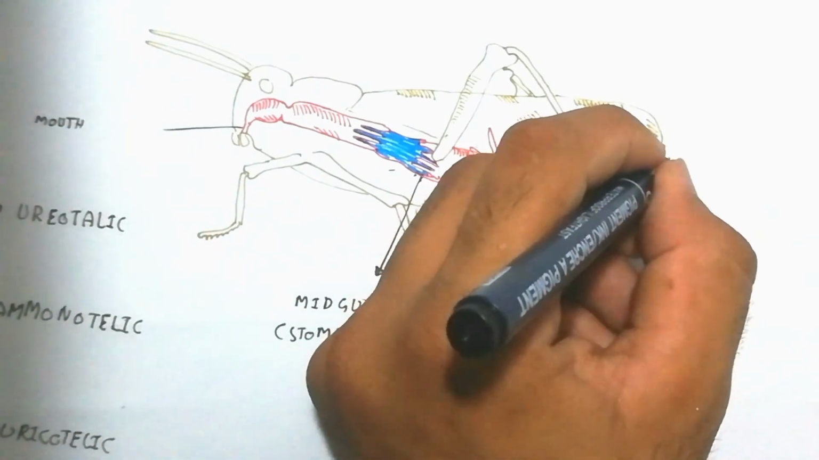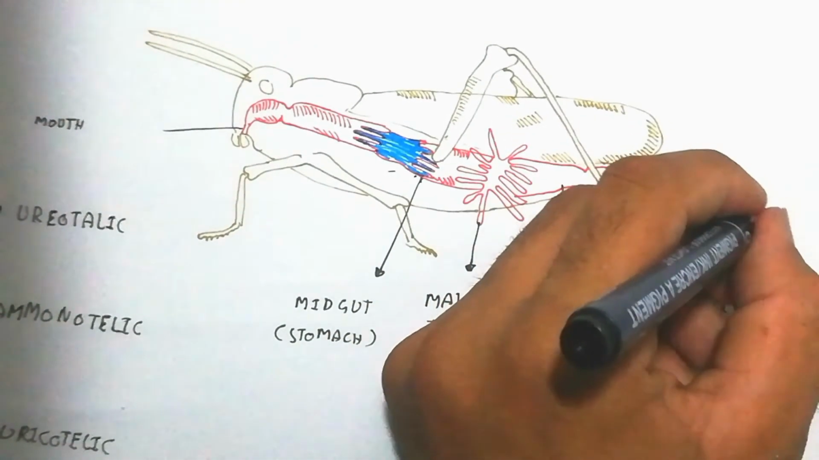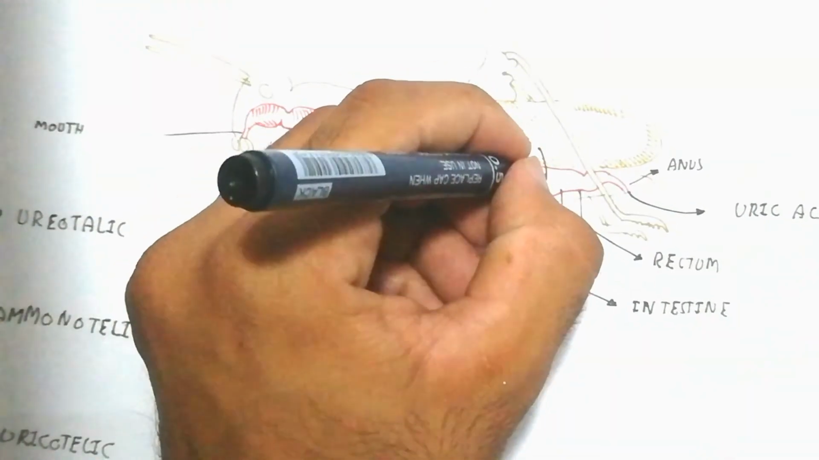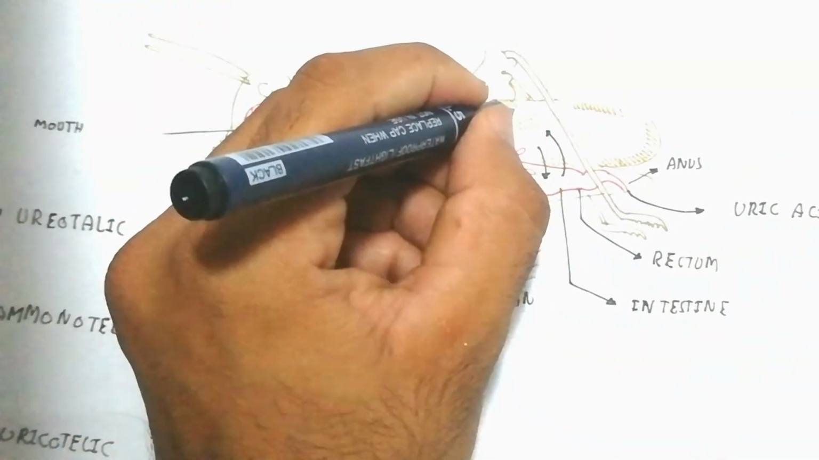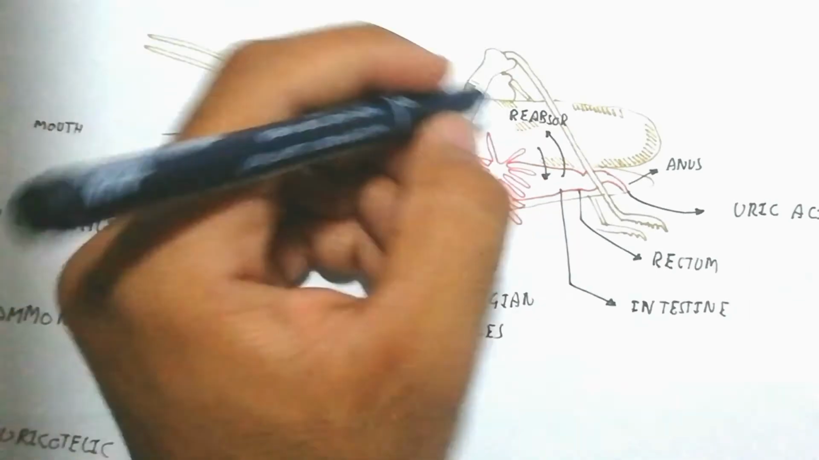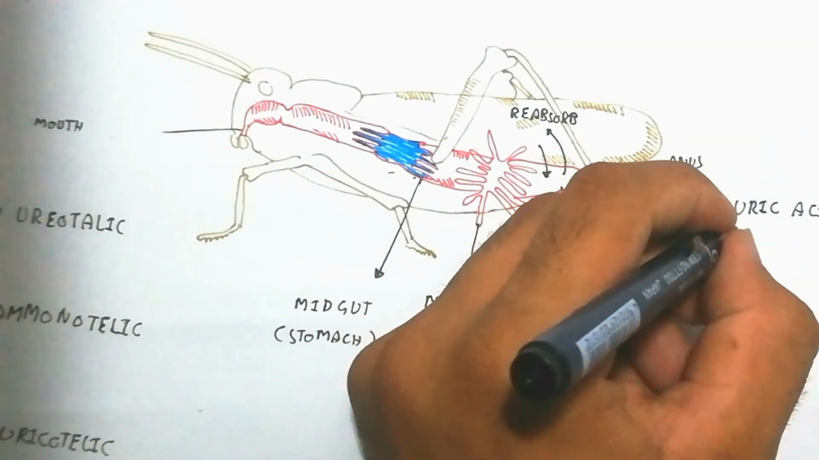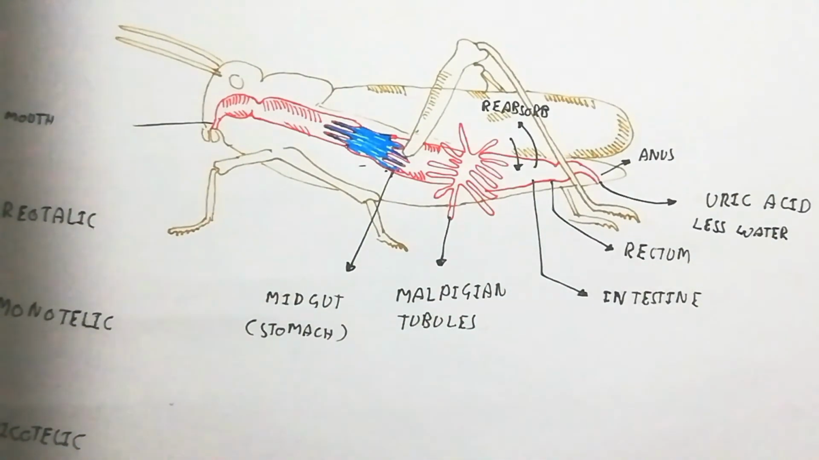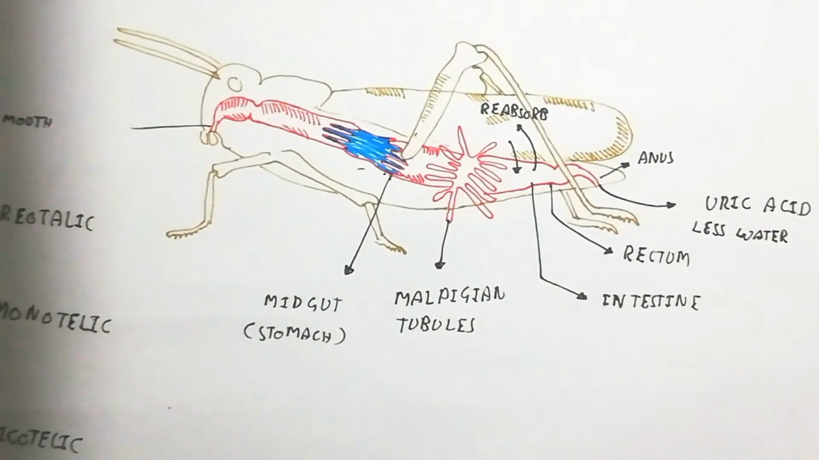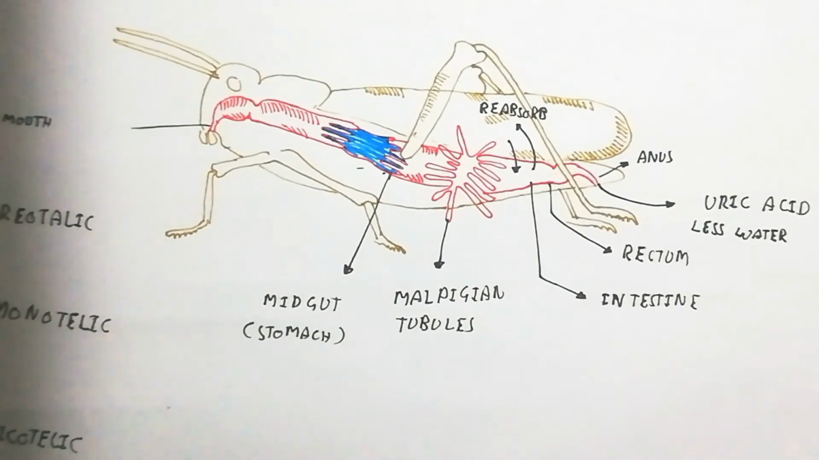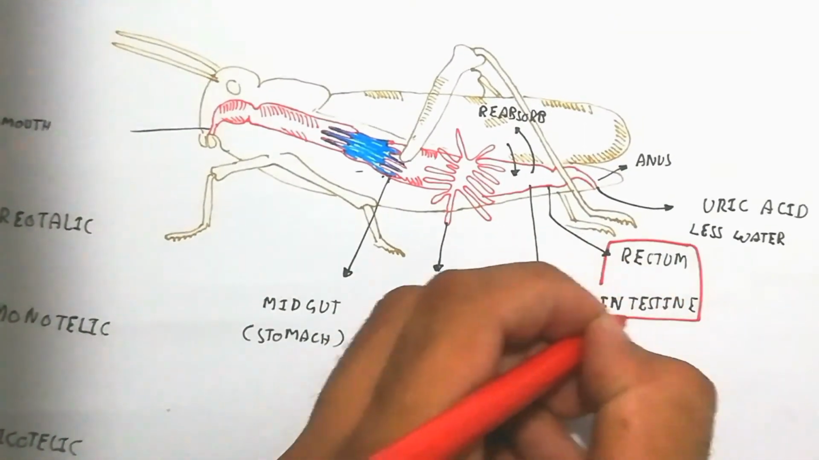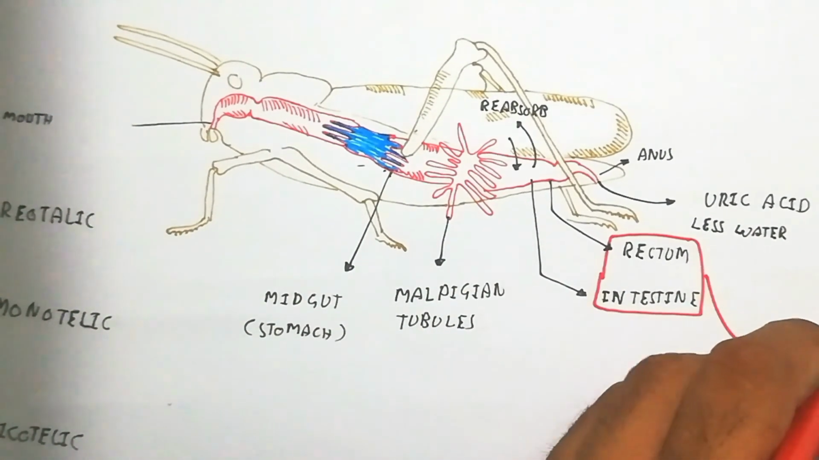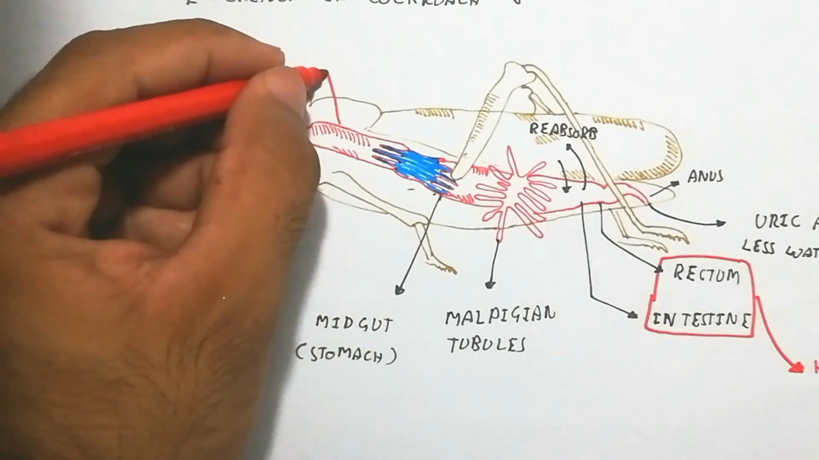After digestion it goes into the hindgut, which is surrounded by the Malpighian tubules that absorb fluid from the body, and reabsorption occurs in the hindgut. The rectum is present and is used for releasing uric acid as a waste product with less water as compared to other animals. That is important, and here are the rectum and intestine, which contain the hindgut.